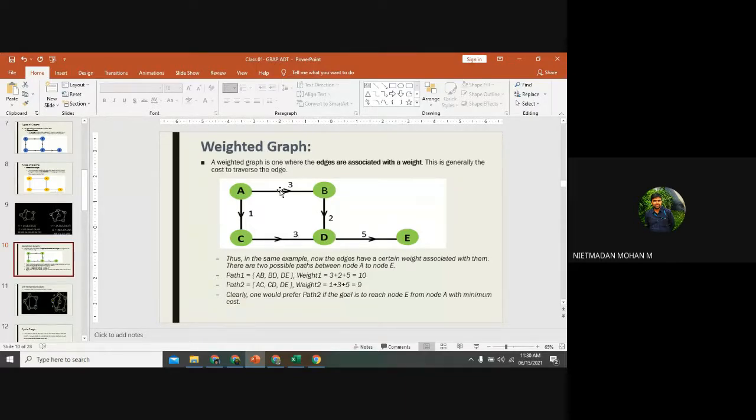And there is one more path: AC, CD, and DE. For AC the weight is 1, for CD the weight is 3, and for DE the weight is 5. So path 2 will be the shortest path to reach from A to E. The programmer or user will choose path 2 as the shortest path. Clear about this weighted graph?